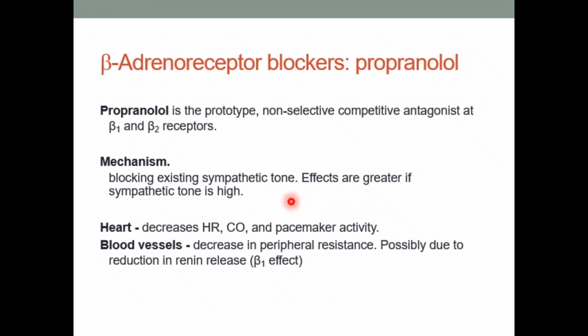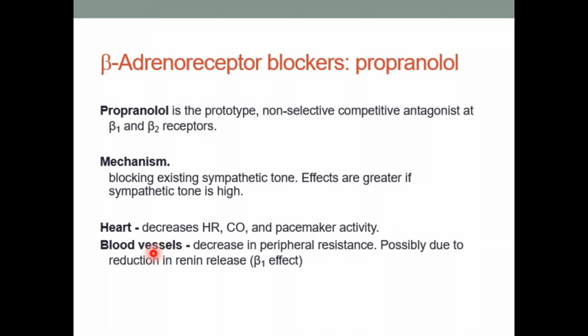If you look at the heart, it has negative chronotropic effect, a reduction in heart rate. It has reduced inotropic effect, which is the force of the contraction of the heart, and it also has some negative dromotropic effect. That means it reduces the electric conduction in the heart. So therefore it will reduce the cardiac output, and therefore it will reduce the BP.